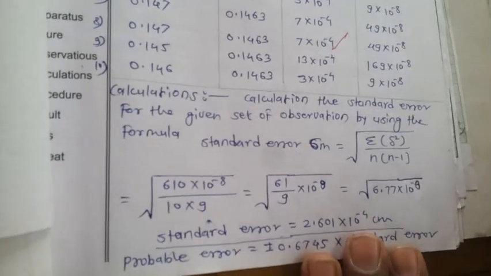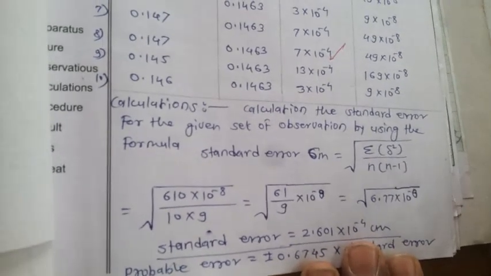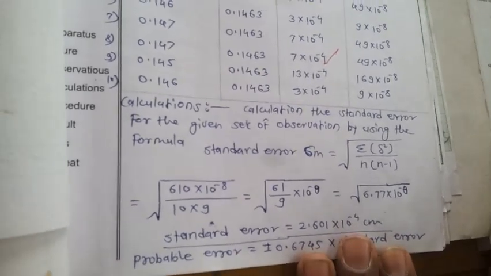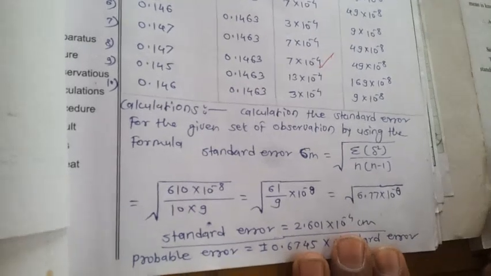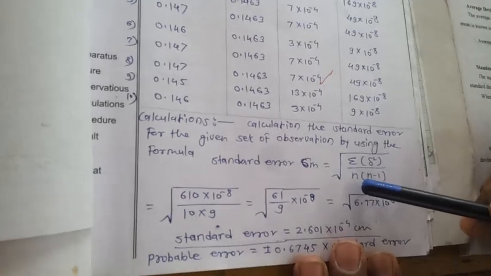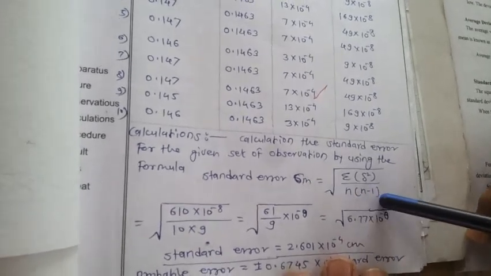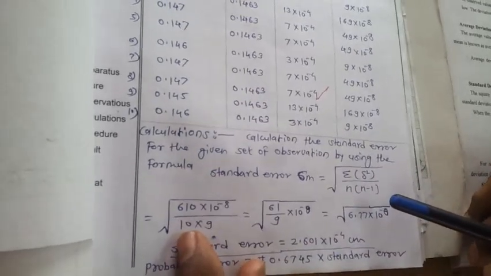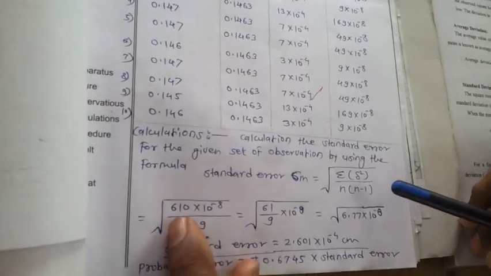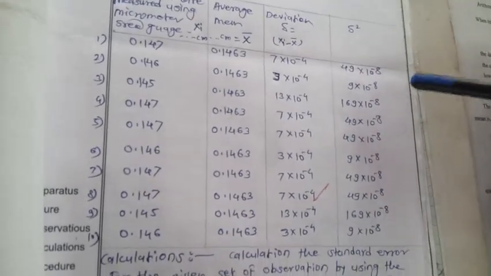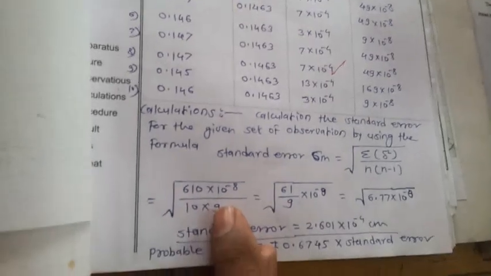is equal to sigma is equal to square root of summation of delta square upon n into n minus 1. So here n is the number of observations. Here the number of observations is 10 and n minus 1 is 9. So here 10 into 9, and this summation of delta square, meaning the sum of all these squares of deviation, is 610 into 10 raised to minus 8.